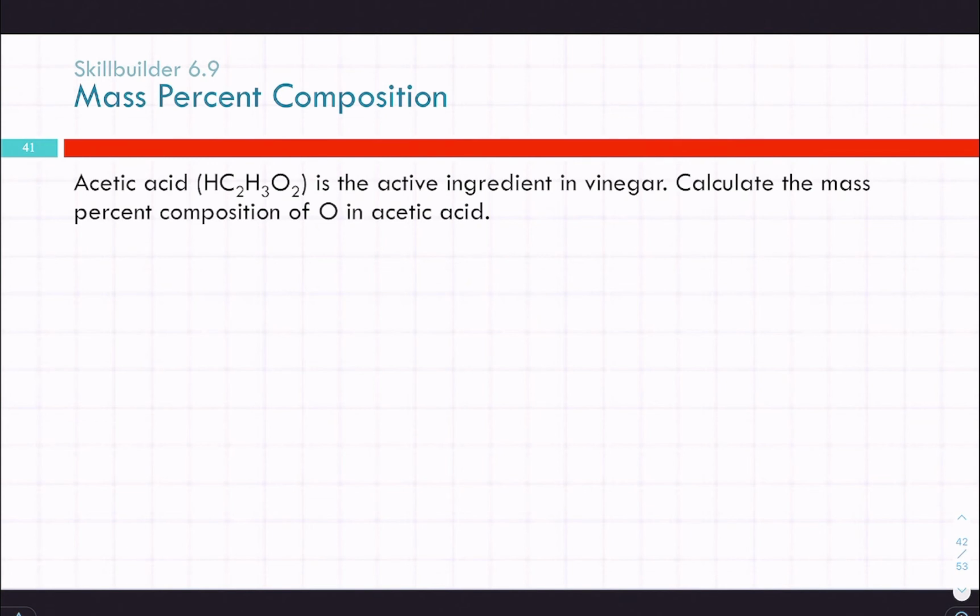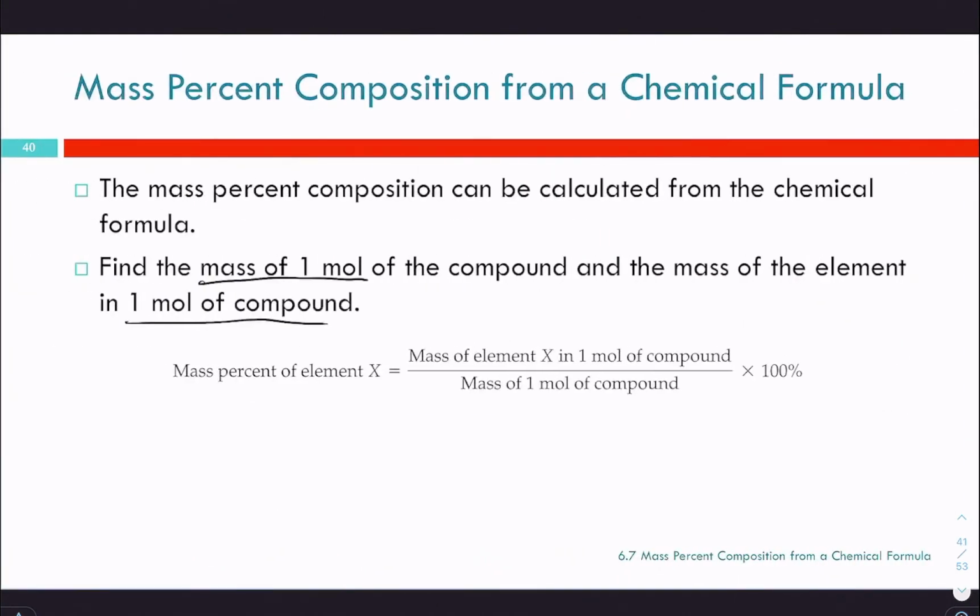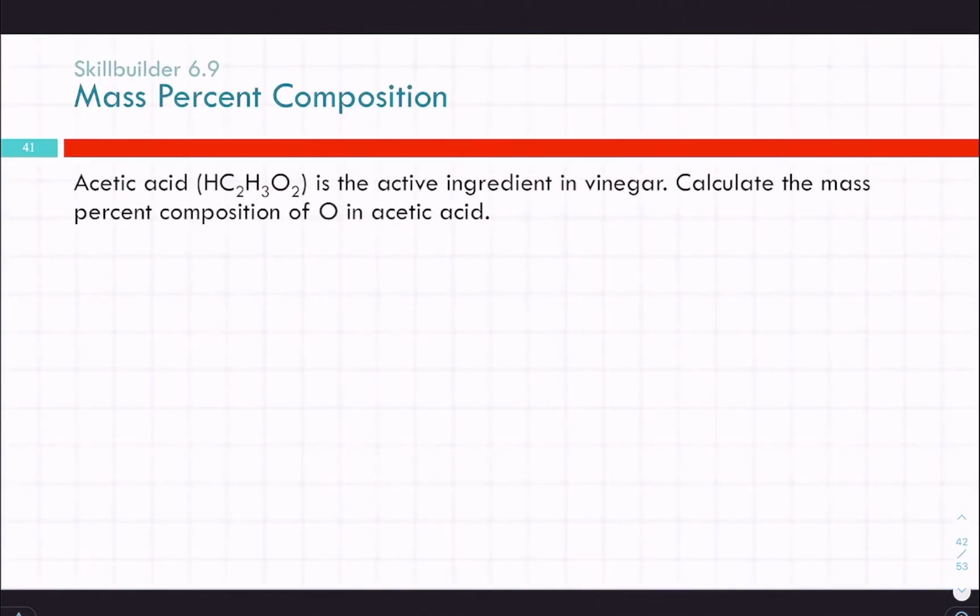I think in other ways, though, it means that you can get those numbers from somewhere, right? Because you have to have numbers to be able to do the calculation. And in a problem like this, they're all going to come straight off the periodic table. So if we look back at this, we need the mass of 1 mole of the compound and the mass of the element in 1 mole of the compound. So those are going to be the molar masses, sometimes also called formula masses.